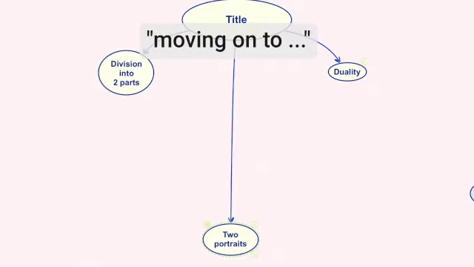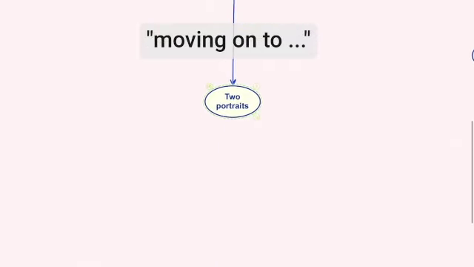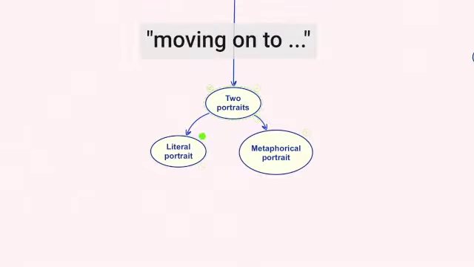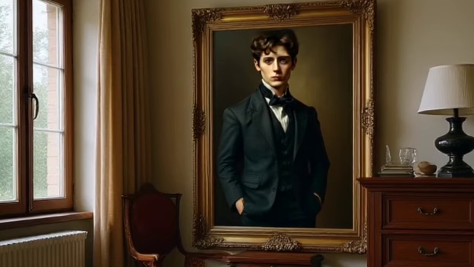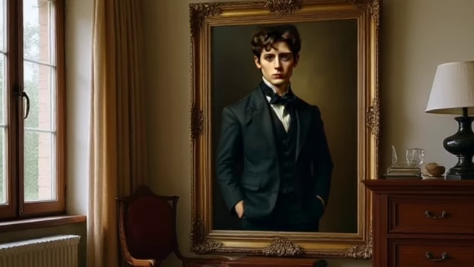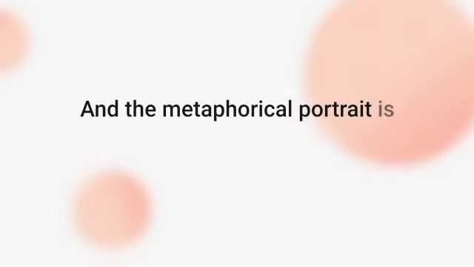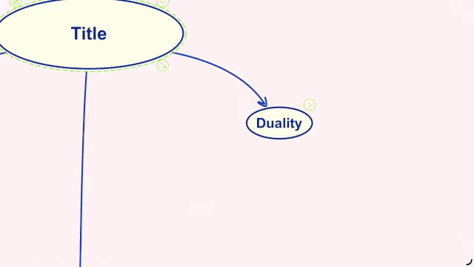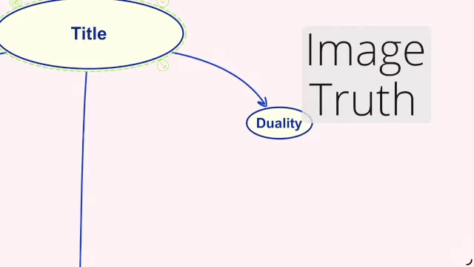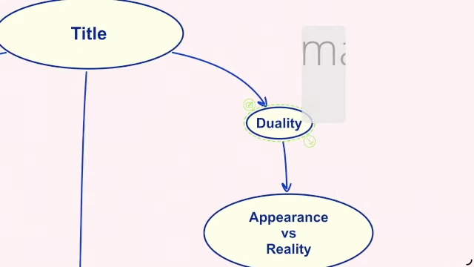Moving on to the idea of 2 portraits, there's the literal portrait, which is the painting created by Basil Hallward, and there's the metaphorical portrait, which is Dorian's soul. The literal portrait is eventually hidden in a locked room upstairs, and the metaphorical portrait is what the reader sees developing across the novel. So we can say the title is a thesis. It tells us from the very first words that this novel is about the gap between image and truth.